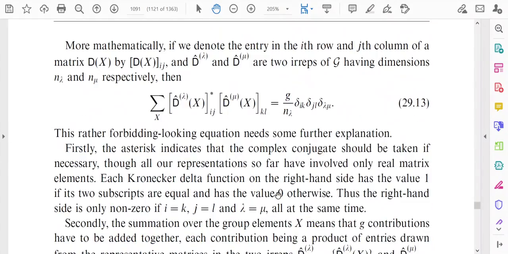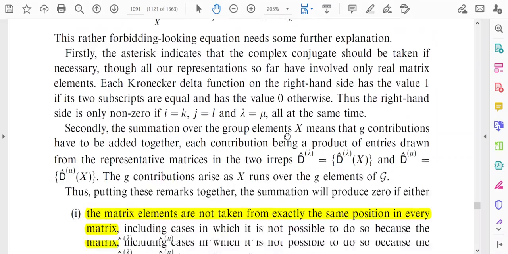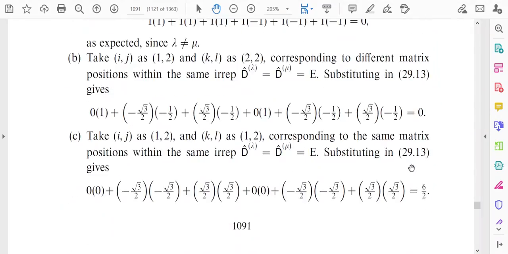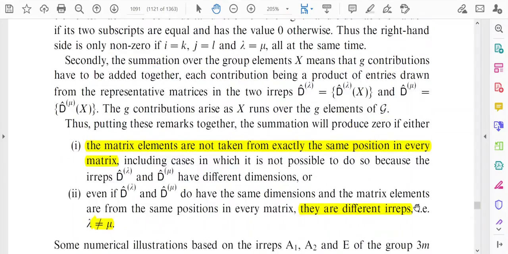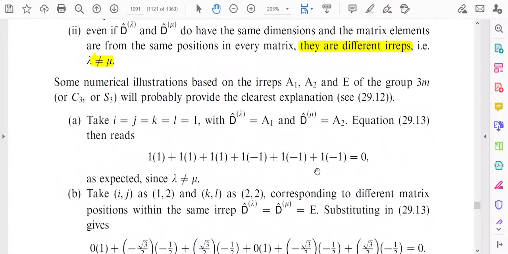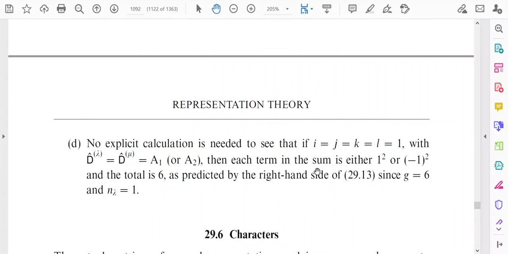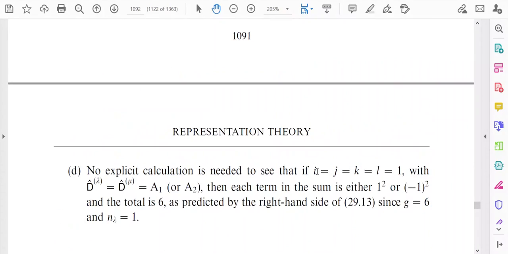Now you see the equation, that is g by n lambda. In the case of E, n lambda means the dimension of the matrix, which is 2. So g by 2 means 6 by 2, and for a1 or a2, n lambda is 1, so g by 1 means 6 by 1 is equal to 6. So the right side holds in these cases. So this is what the orthogonality theorem is about.